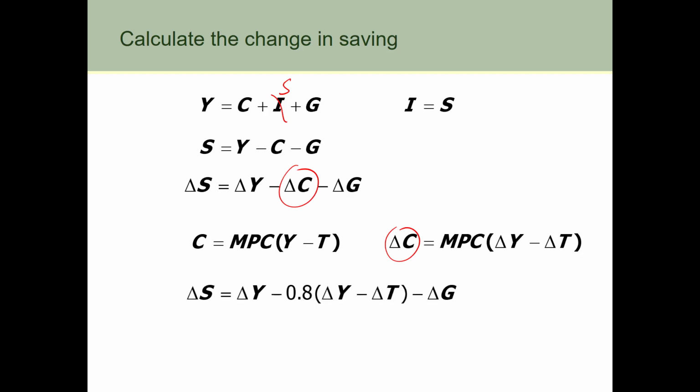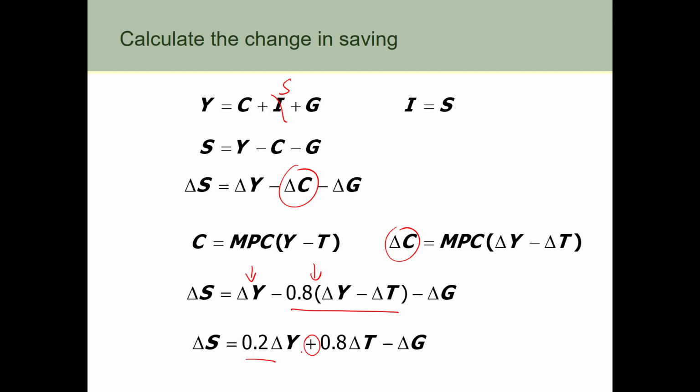We can see we get the change in national saving is equal to the change in national income minus 0.8 times the change in disposable income minus the change in government expenditure. We can simplify further by expanding this term here and collecting like terms. We have delta y and 0.8 delta y. Well, that makes 0.2 delta y. And then minus 0.8 times minus delta t is equal to plus, remember the change in sign there, plus 0.8 times delta t. So now we have an expression for the change in national saving.